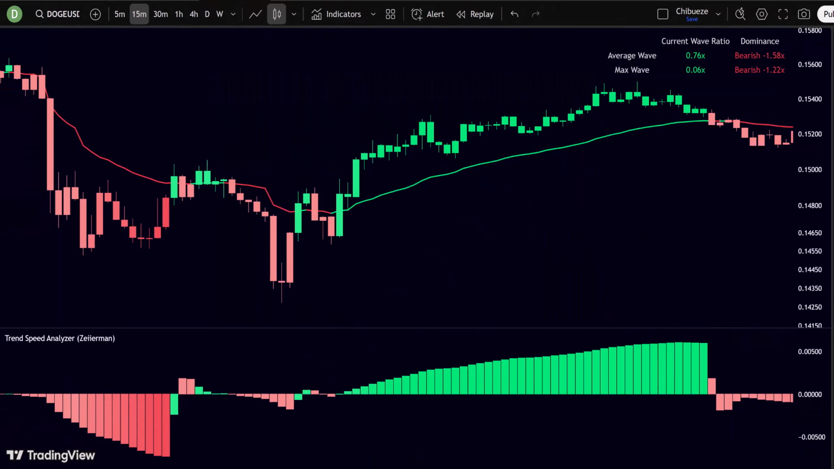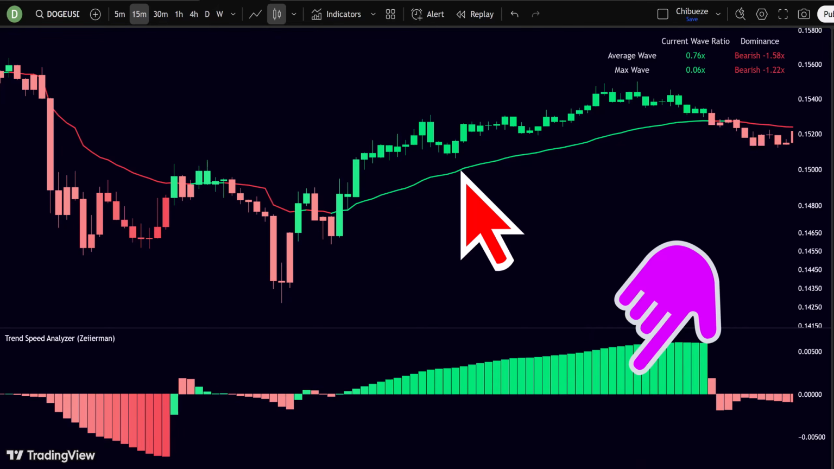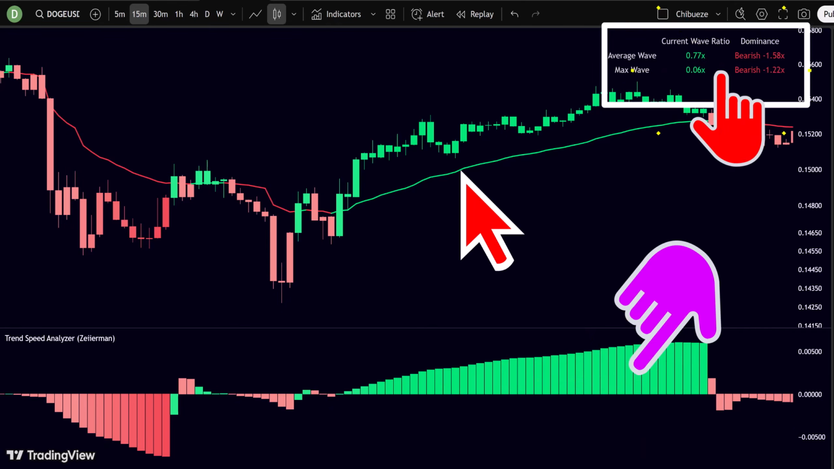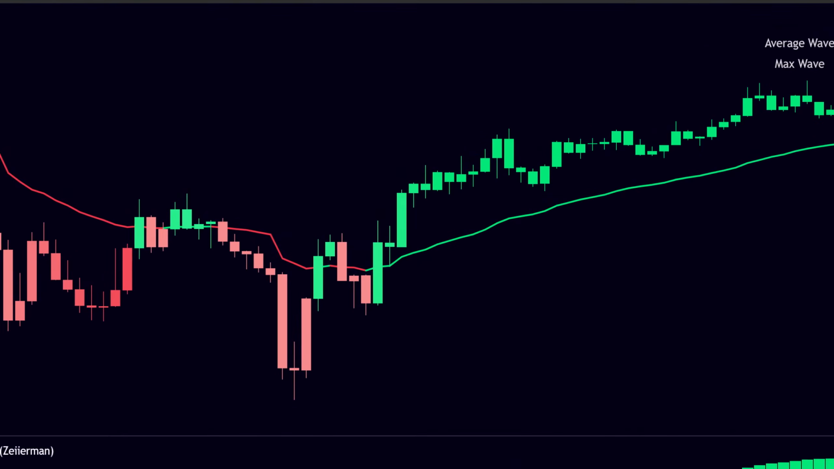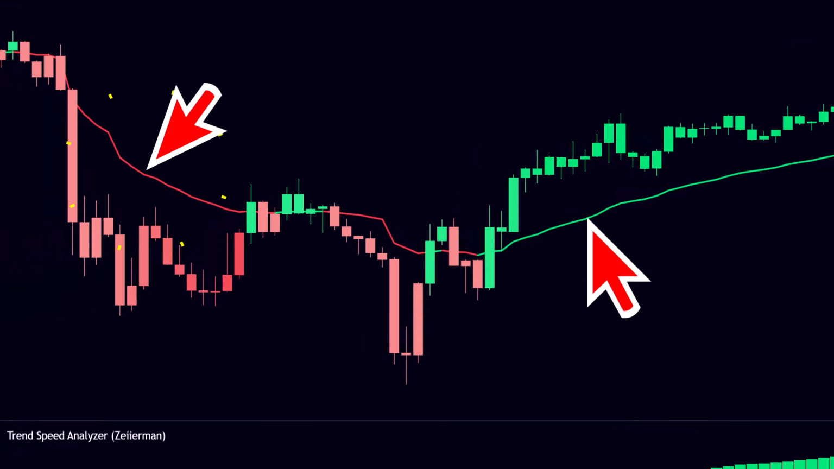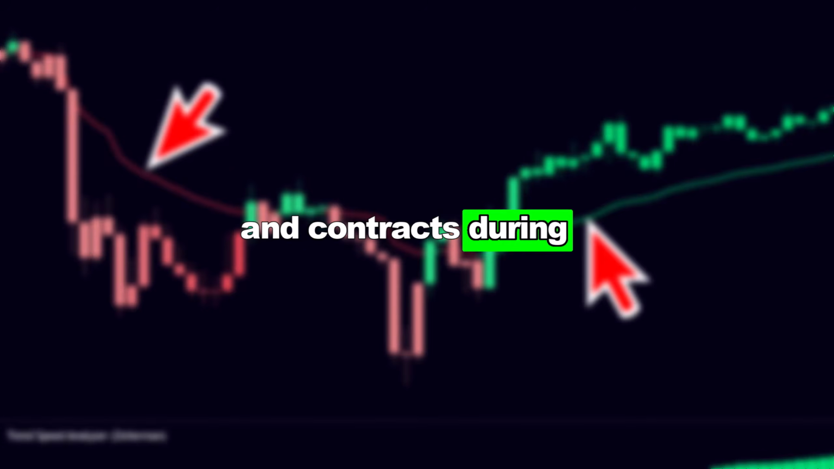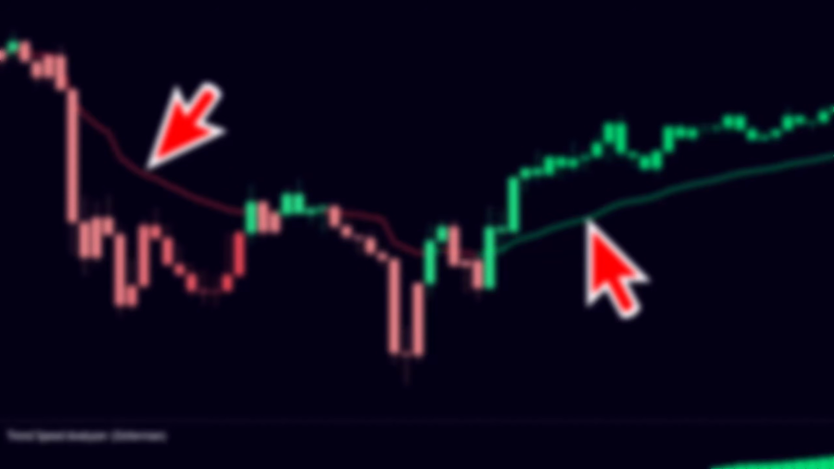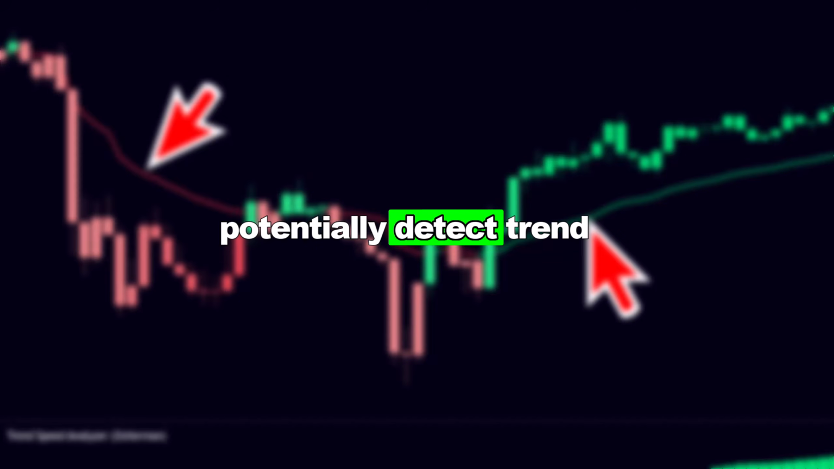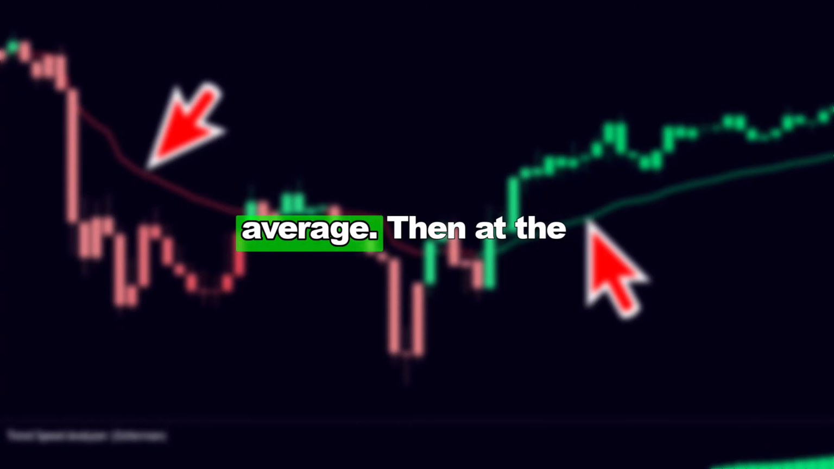Once the indicator is added to the chart, you'll notice three main components of the indicator. Firstly, the dynamic trend line, the speed histogram, and finally the optional information table. The dynamic trend line is color-coded, green for bullish and red for bearish, and adapts in real time to market volatility. It expands when the market is fast-moving and contracts during consolidation. This allows it to potentially detect trend shifts faster than a traditional moving average.